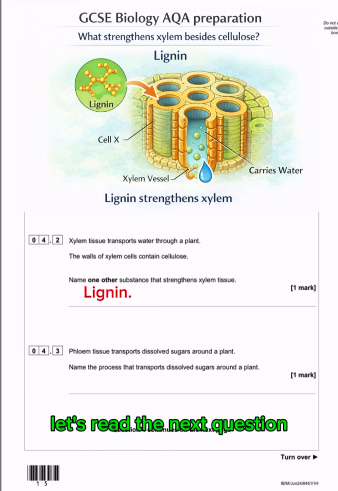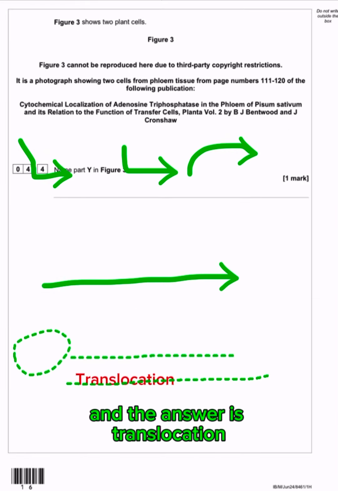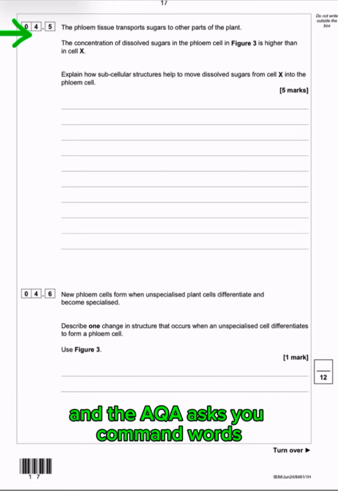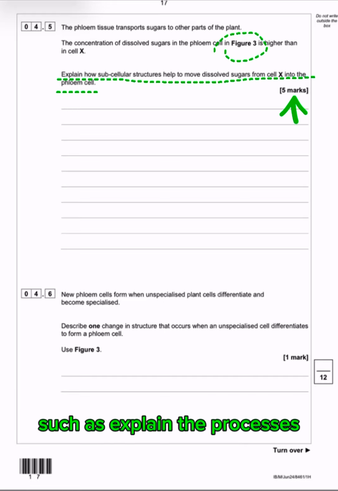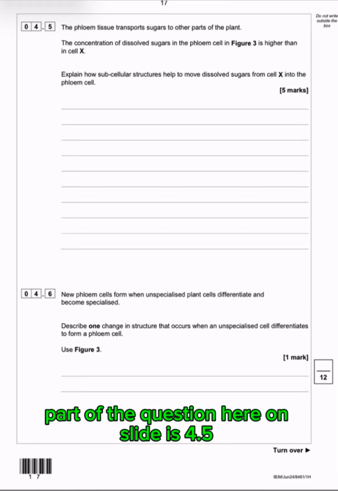Let's read the next question, part 4.3, which asks you for the process transporting dissolved sugars, and the answer is translocation. The next question requires your deeper understanding of active transport, and AQA uses command words such as explain the processes, so the question is a 5-mark explanation. Part 4.5 on the slide is worth 5 marks.